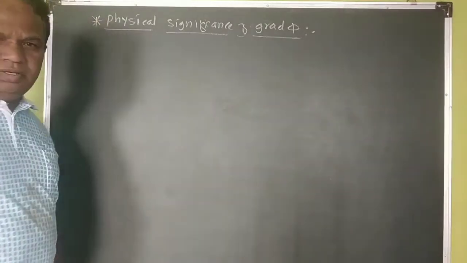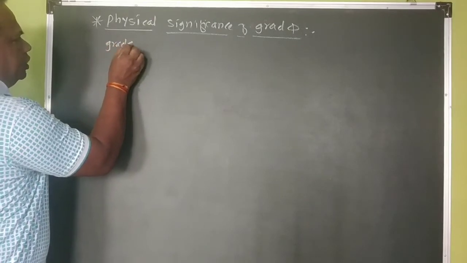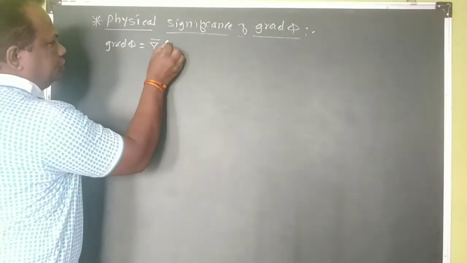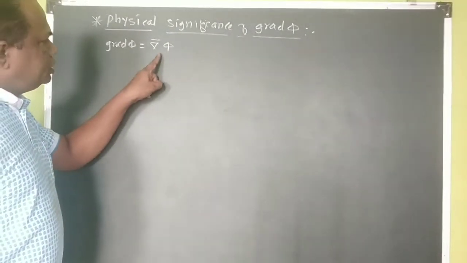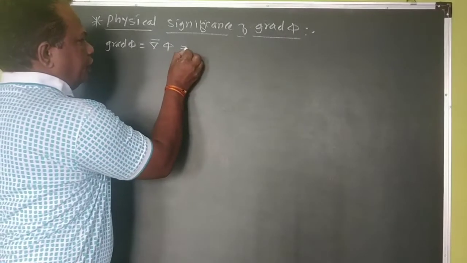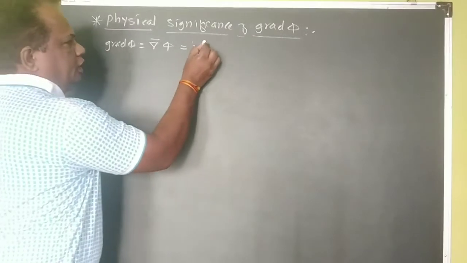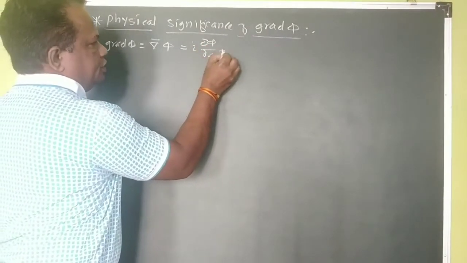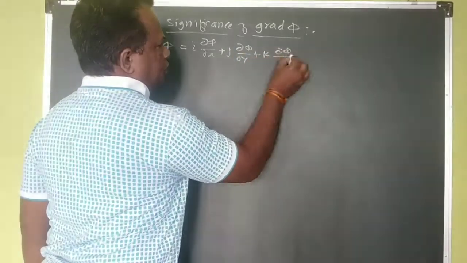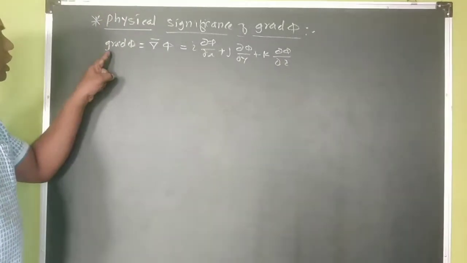So, what is grad phi? You already know that. Grad phi is nothing but the del operator acting on the function phi. The del operator is a vector operator, whereas phi is a scalar function. Now you can write the value of grad phi as i dou phi by dou x, plus j dou phi by dou y, plus k dou phi by dou z. So this is the value of the gradient of phi, or it is also known as grad of phi.